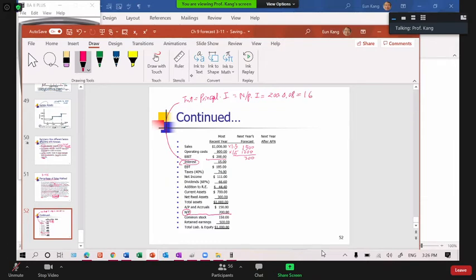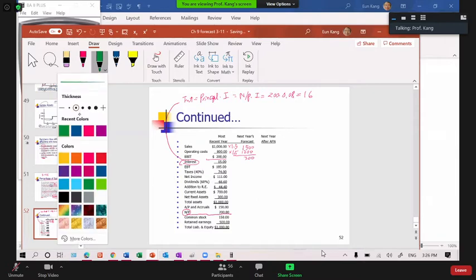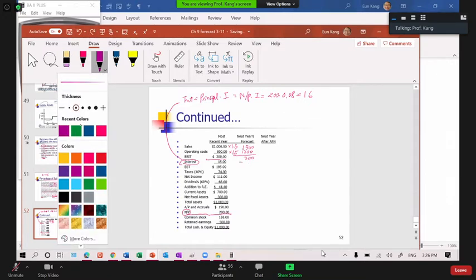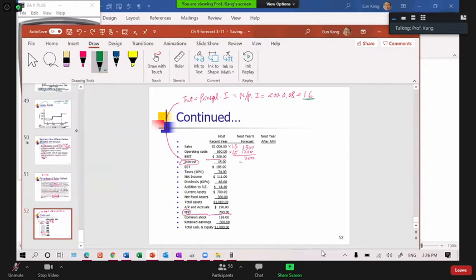That is 16. Minus 16, very important because historically many people miss this part. Then you have 284 EBT. That is taxable income, and the tax is 40% of that. 284 times 40%.